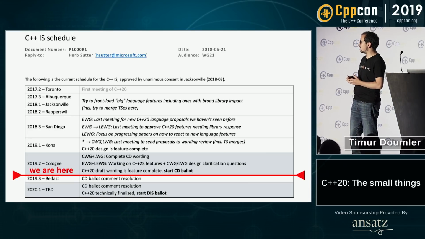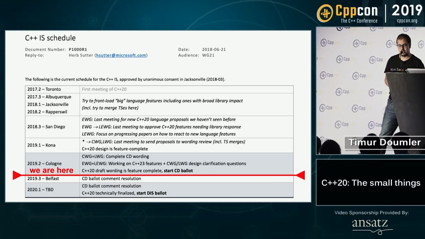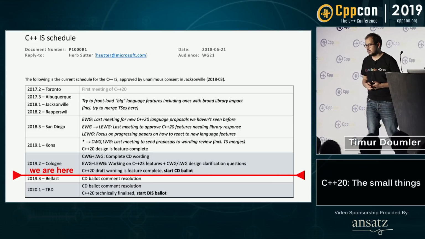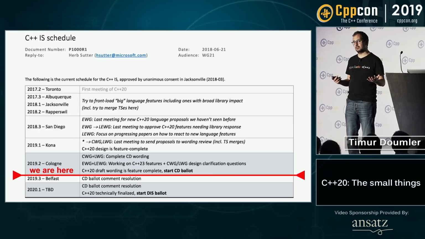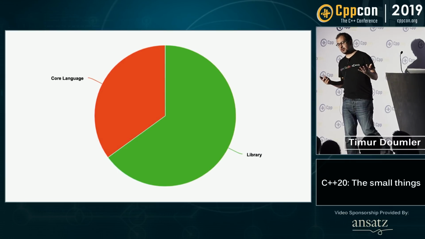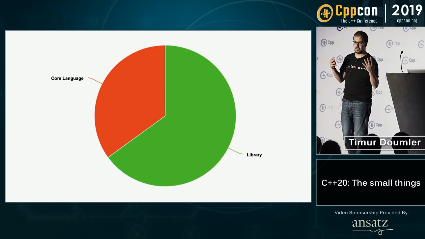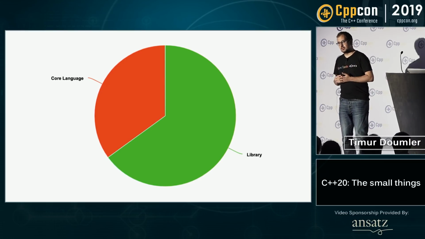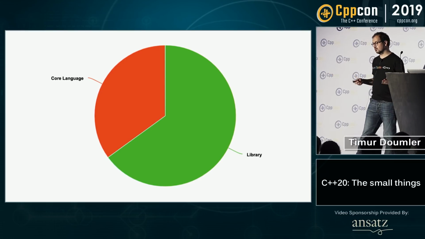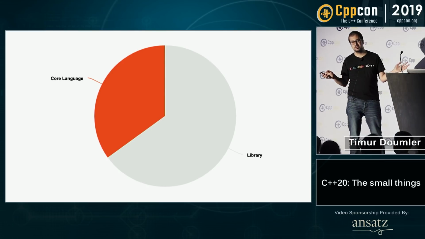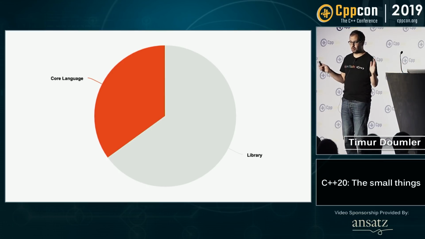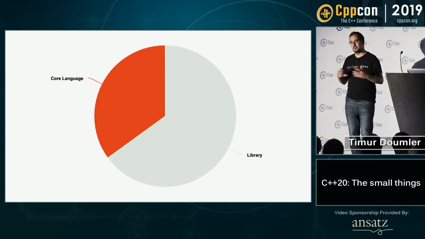What I wanted to do here is summarize some of the things that are new in C++20, but let's be a bit more specific. If you look at the C++ standard, about 1/3 of it is the core language, and about 2/3 of it is the standard library. So what are we going to talk about today? We're not going to talk about anything in the library, okay? We're only going to talk about core language features.